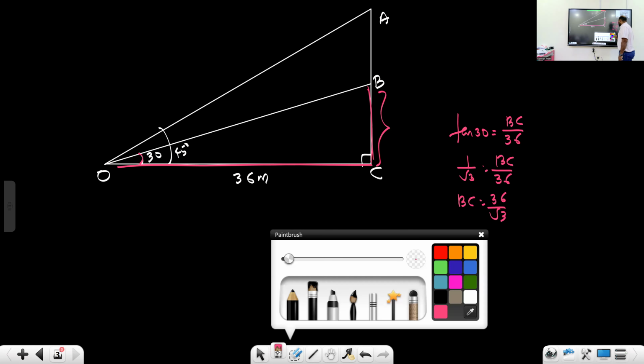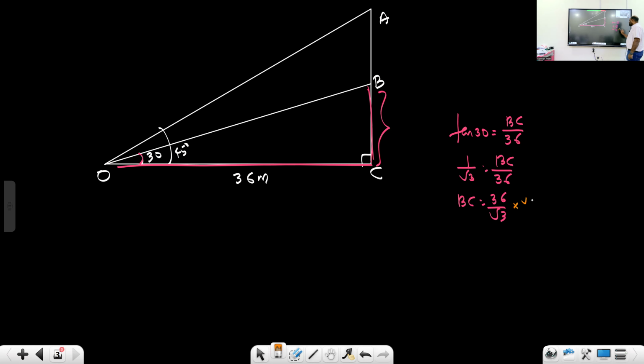How much do we have to multiply and divide? Root 3. Rationalization. What is root 3 into root 3? 3. 3 and 36 you can cut. How many meters? 12 root 3 meters. The root 3 value, no need to substitute if they didn't mention it. If they mentioned it, you have to substitute it. This is the first answer.